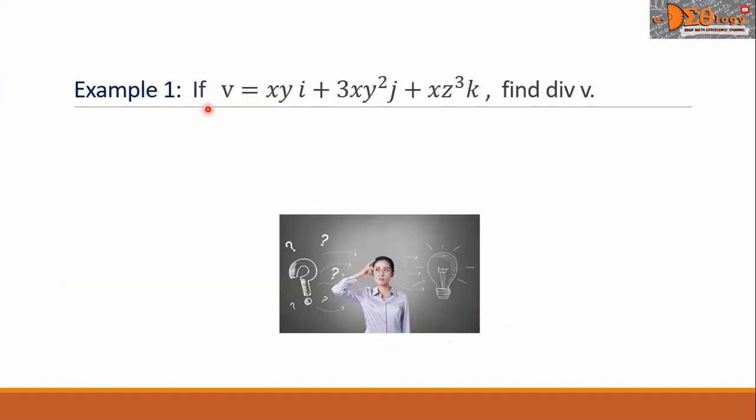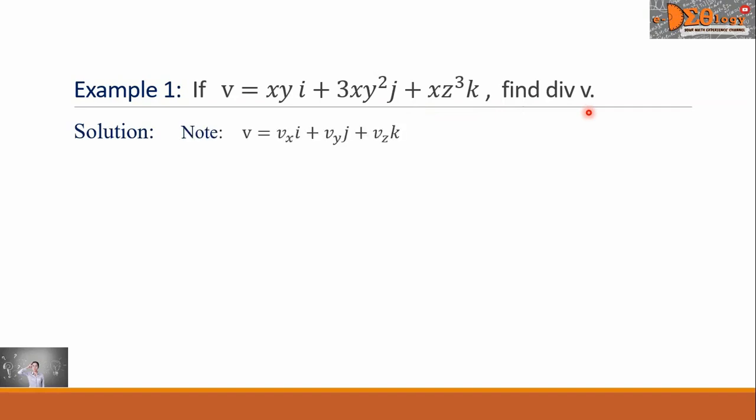Example 1. If v equals xy i plus 3xy squared j plus xz cubed k, find divergence of v. Take note that this is the form of the vector field: V equals v sub x i plus v sub y j plus v sub z k. This is our formula for divergence of V.